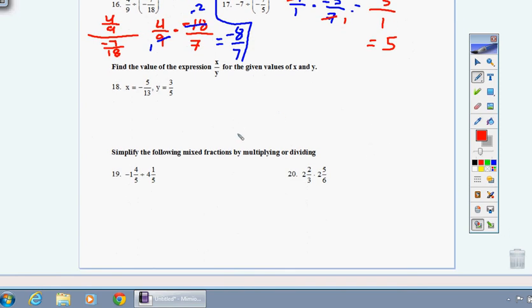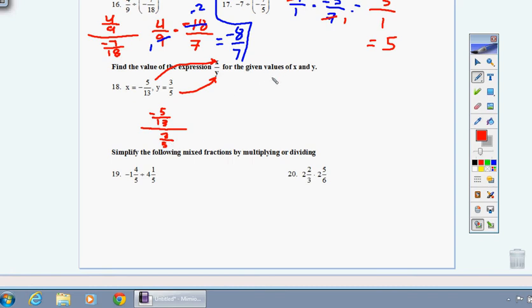Alright, let's apply this to some of the expression applications that we talked about back in 1.2. It says find the value of the expression x over y for the given values of x and y. So if x equals negative 5/13, I'm going to plug that in here for x. And if y equals 3/5, I'm going to plug that in there for y. So I have negative 5/13 divided by 3/5. Okay? And again, that looks kind of messy.